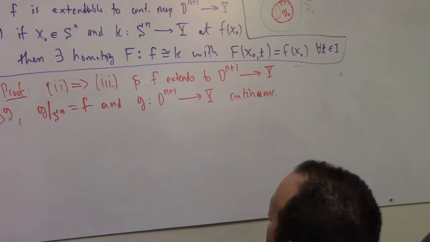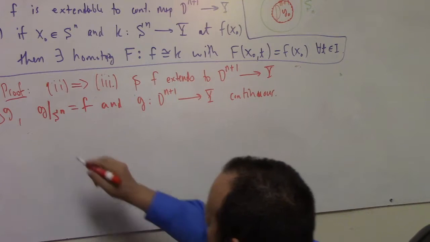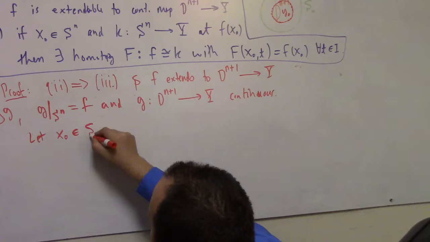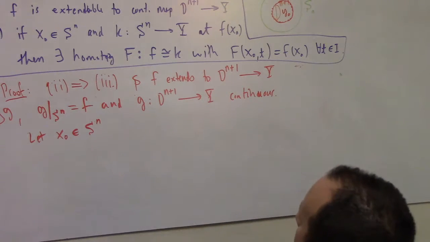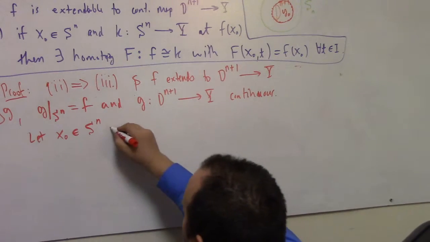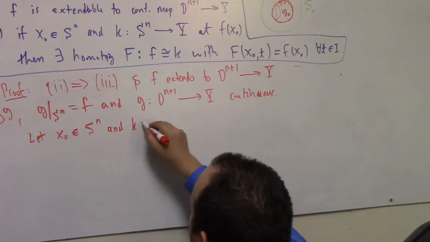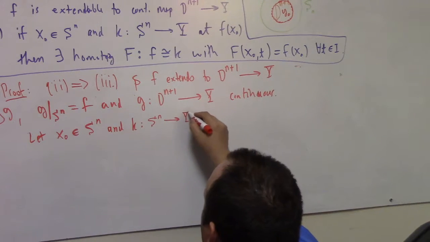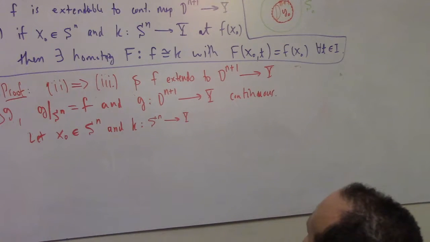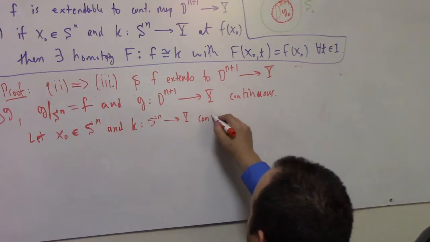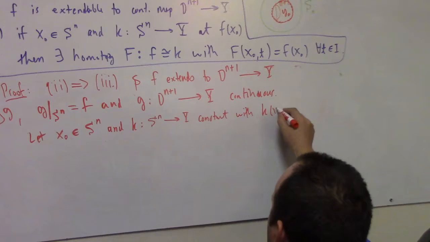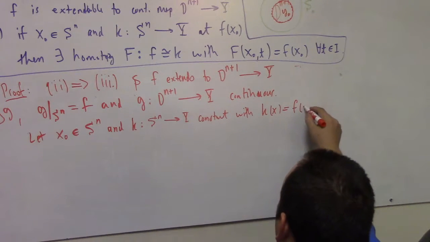So to prove 3, what do I have to do? I suppose I should let x not be an element of Sn, and I should suppose k is a map from Sn to Y. Is k a constant map? Yeah, its value is f of x naught. Okay, so k is constant with k of x equal to f of x naught.